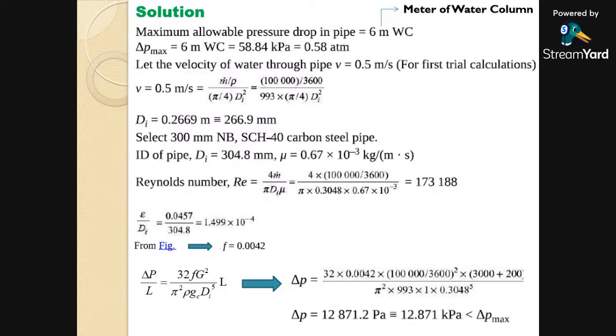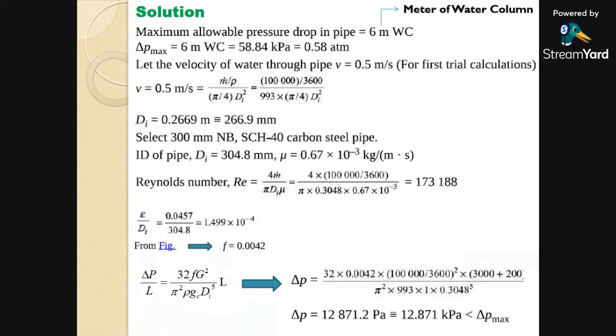Okay, it was the numerical in a previous class. While solving this numerical, we stick to our procedure right from assuming the velocity in the first place. For a first trial, we considered the velocity as 1 meter per second, and later on we calculated the Reynolds number and epsilon by d ratio, because epsilon is provided in the problem statement itself. It is very clear from the problem statement that the pipe size is to be determined from the Reynolds number and the epsilon by d ratio.